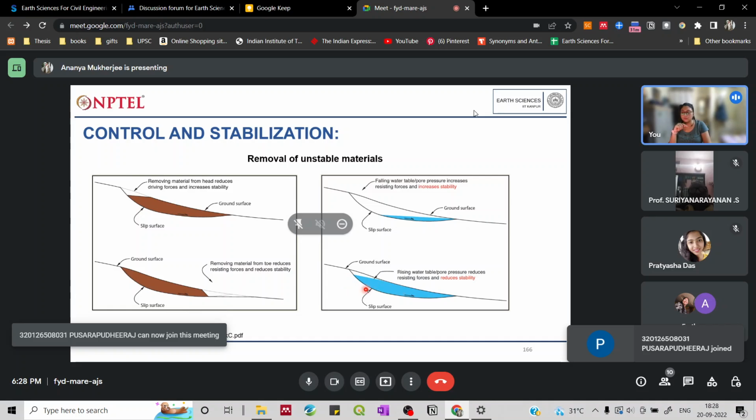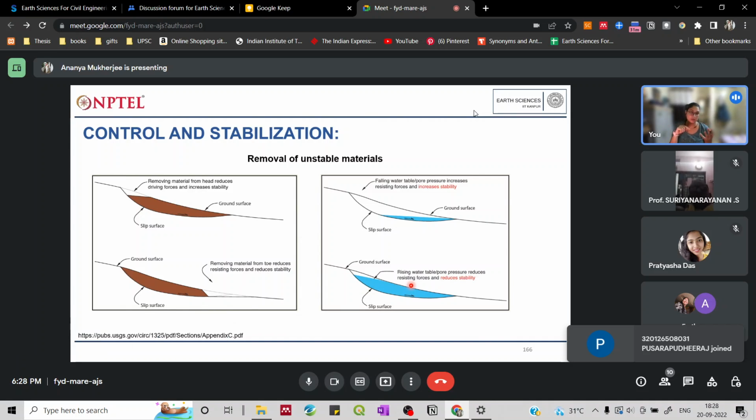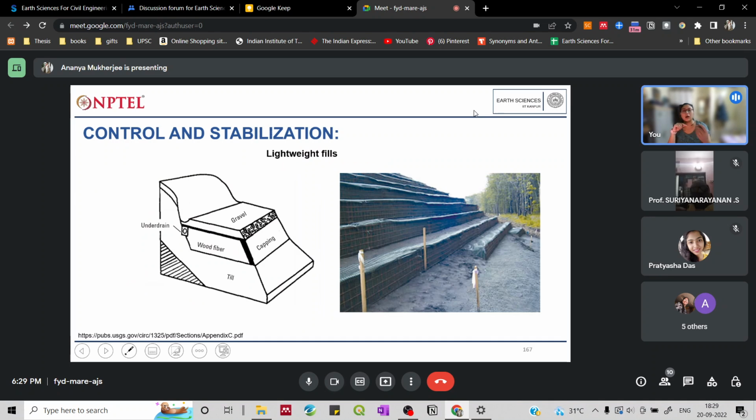But if the water table is rising, as we had talked about how groundwater can also influence the occurrence of landslides, you can see that over here, if it meets the ground surface, the pore pressure will reduce the resisting force, and this will reduce the stability of this area when it comes to landslides.